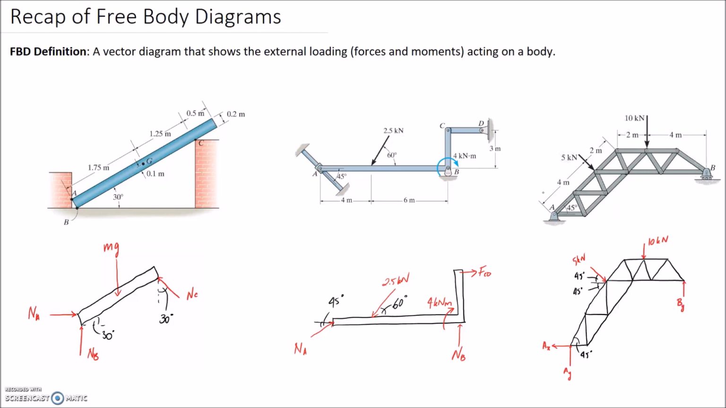The last example here is a truss that I've got. So clearly what I'm interested in is the entire truss as the body. So that's what's been isolated from the system. I've got rid of these supports and I've replaced them with the equivalent reactions. The only other forces I have on the diagram are the actual applied ones, which we can see here. So each of these is an example of a free body diagram.